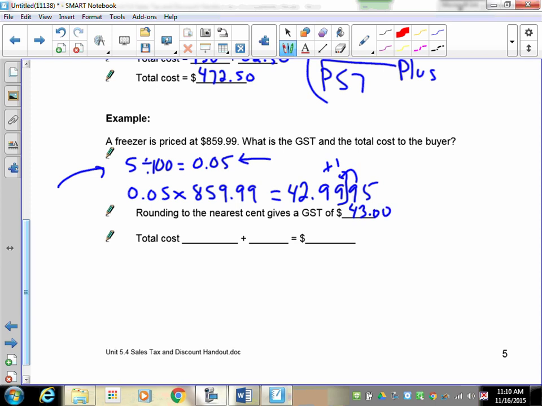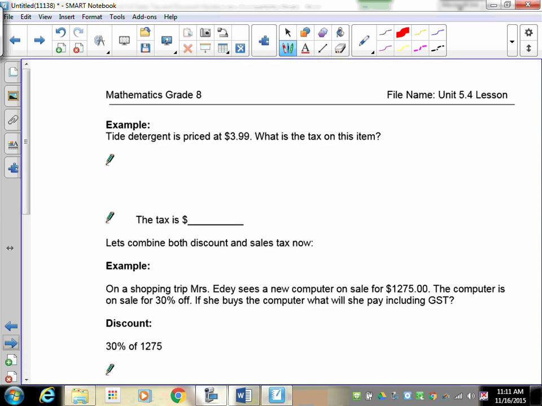So that's your GST. So your total cost is your original price, $859.99, plus $43 for the GST, which means you're going to spend $902.99. All right, so you calculate your GST. It's a percentage, so you want to find 5% of the number, just like we would find 30% for the discount or 30% off. Add it on this time because GST gets greater. Here we go. Try this one.